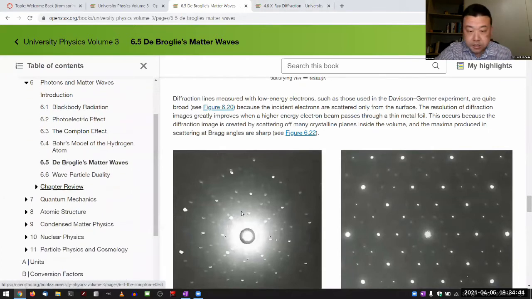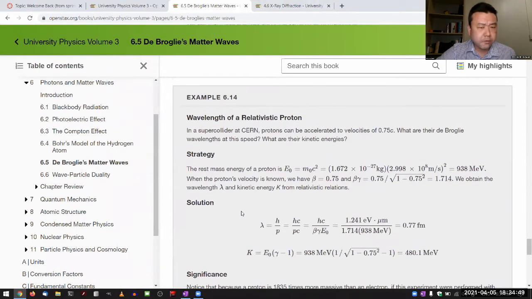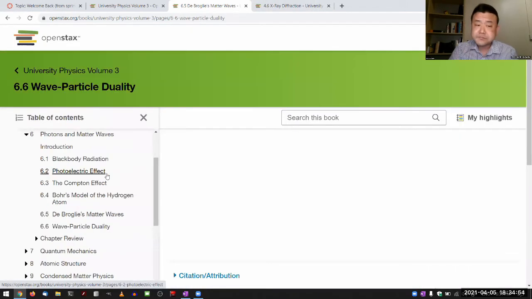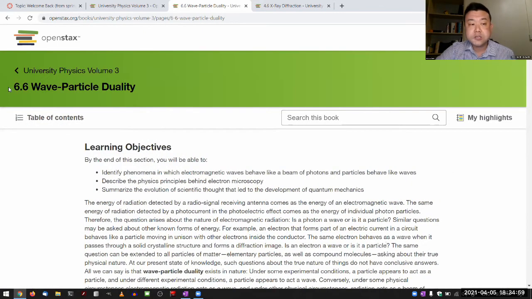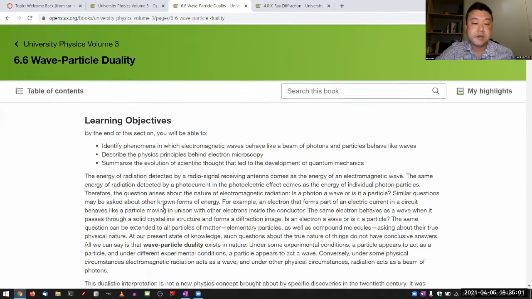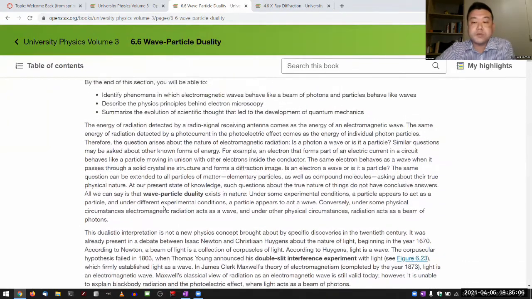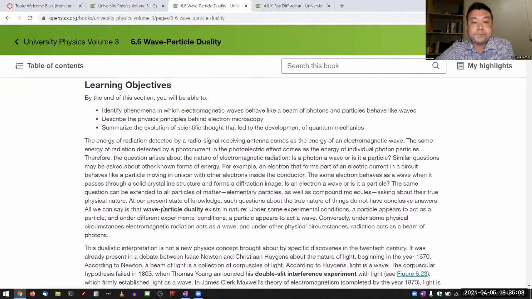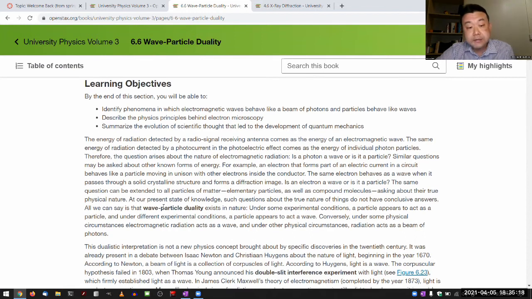So that's section 6.5. And in terms of our homework assignments, that's where we end. And I would encourage you to read section 6.6. This is something that we'll touch back on again next week as we introduce the full wave mechanics, the fully quantum mechanical treatment of certain things.